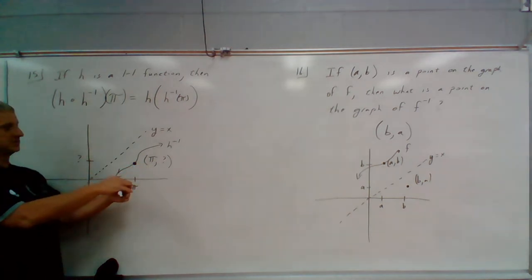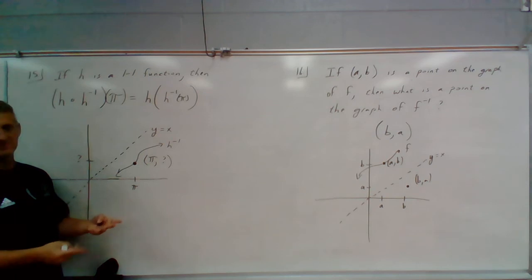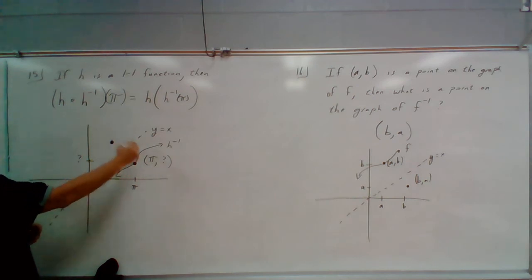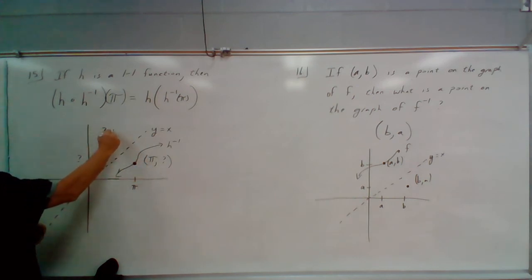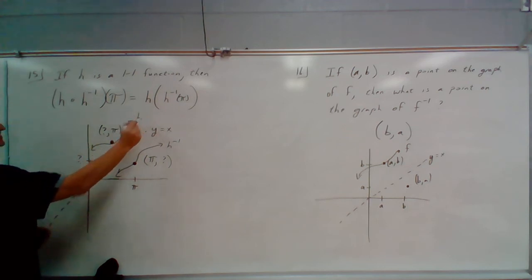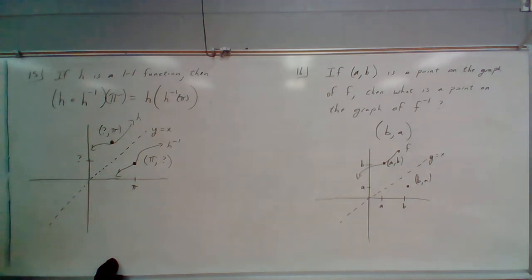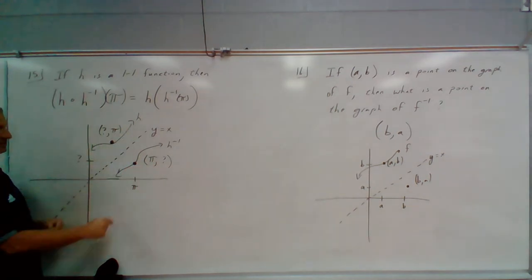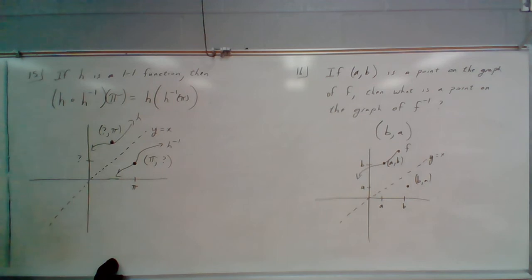What's the inverse of h inverse? Well, that would be the original function, h. So what would be a point on that? A point would be (question mark, pi). So there's my h function. If (question mark, pi) is on h, then (pi, question mark) is on h inverse.